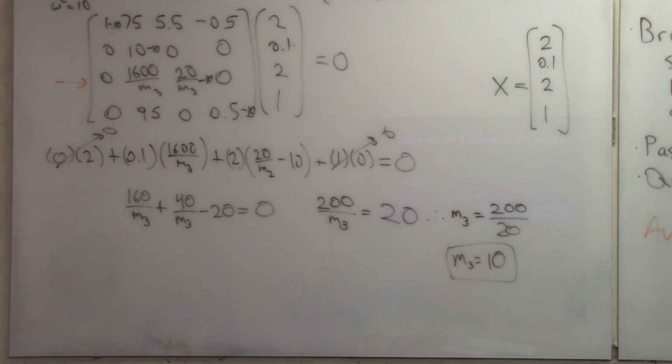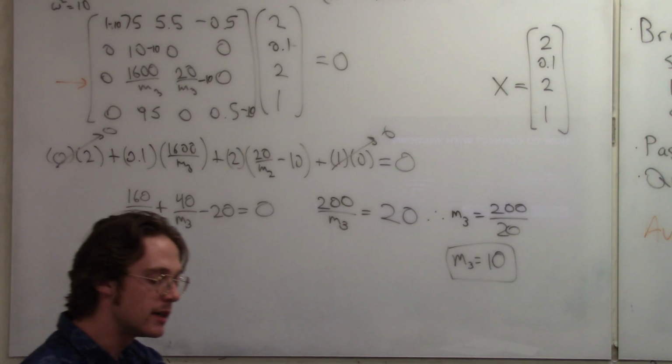If you're not given omega, it gave you omega in the problem statement, but if you're not given it, you just use the period: period equals 2 pi over omega. Yep.